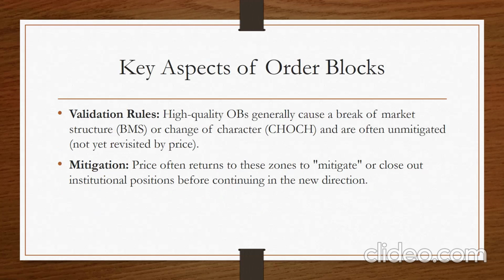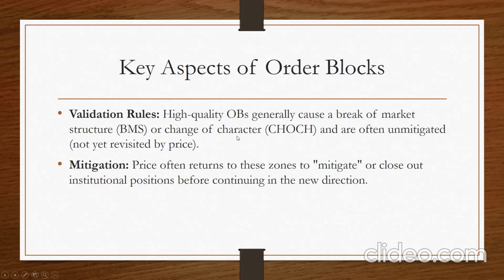Now, let's see other aspects of it. So validation rules. Now, high quality order blocks generally cause a break of market structure. Okay. So most of them, you say high quality, it means that not all order blocks will end up breaking market structure, but the high quality ones, the most valid ones, often break market structure.